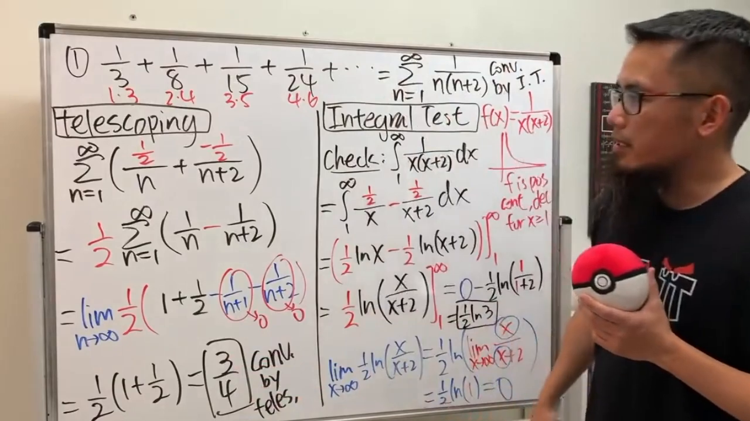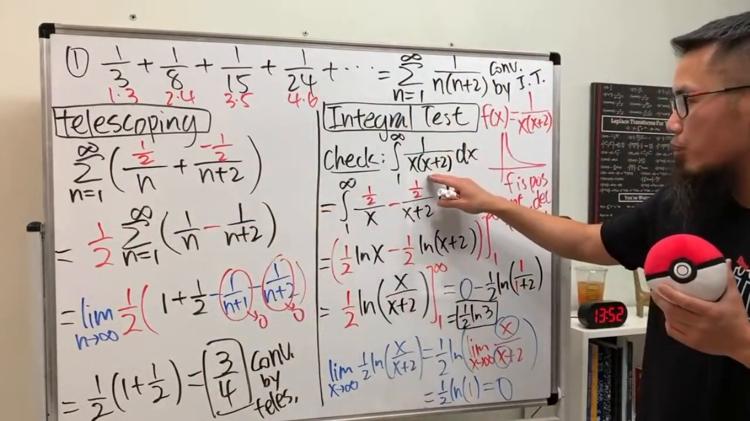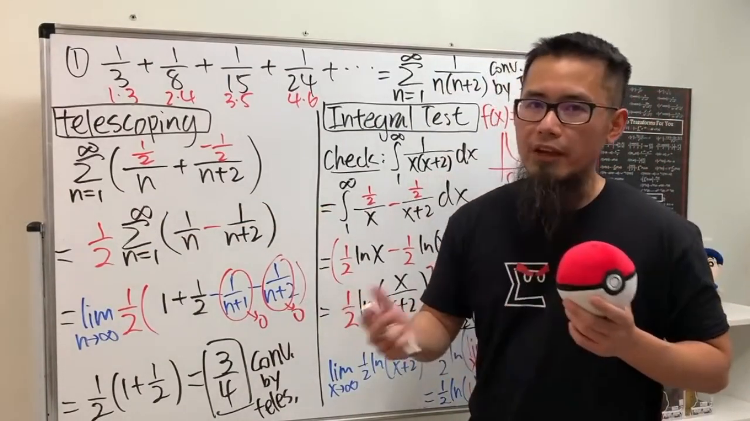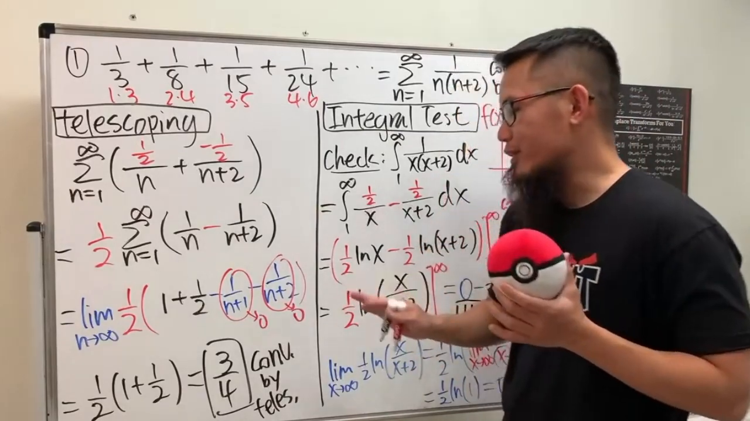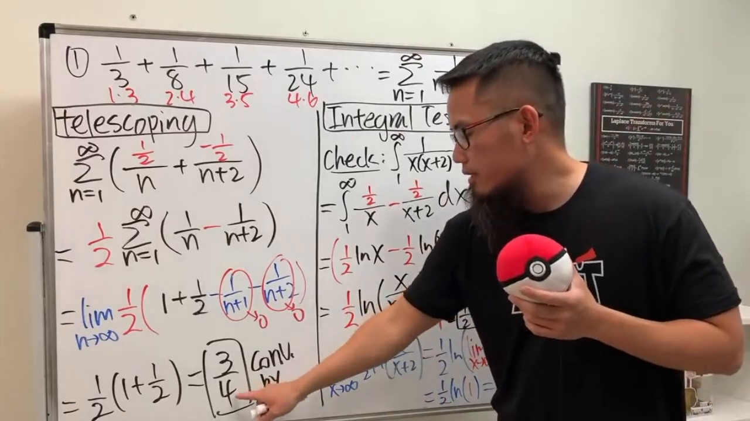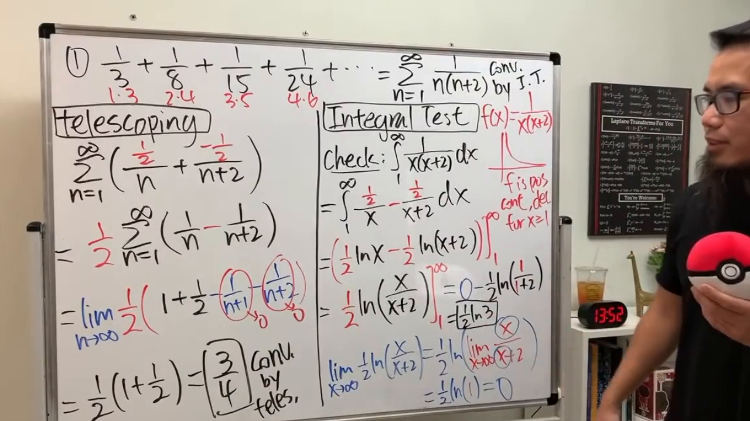So the key is that when we have an infinite series versus its corresponding improper integral, we can only say either they both converge or they both diverge. We can almost never say they will converge to the same value, because that's not true. As you can see, this is 3 over 4, this is 1/2 ln 3, right? So I think that's rather interesting.